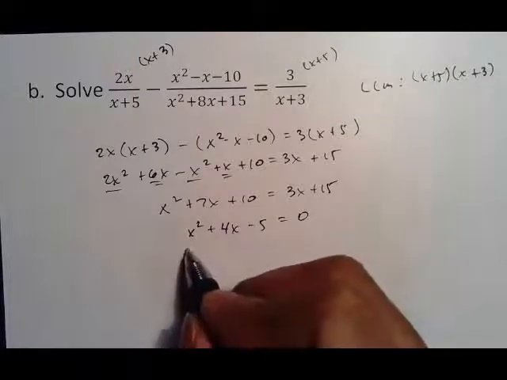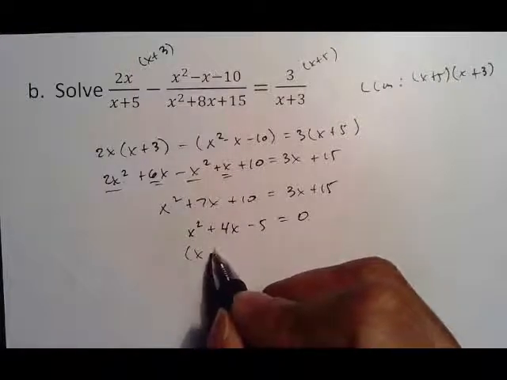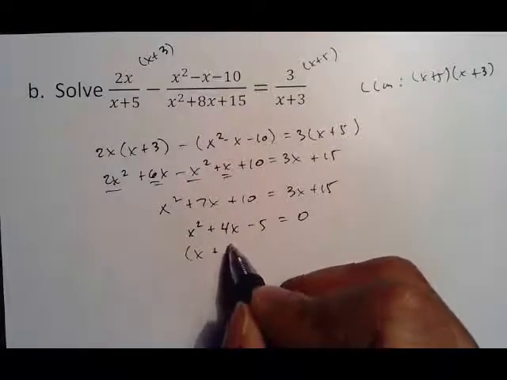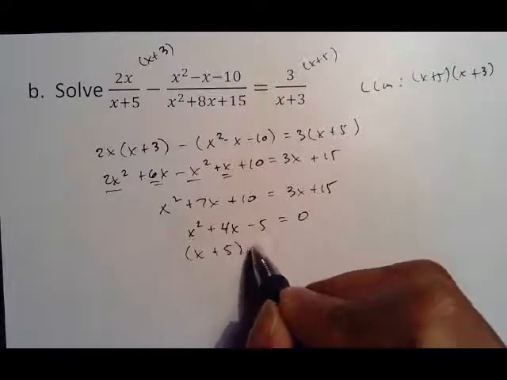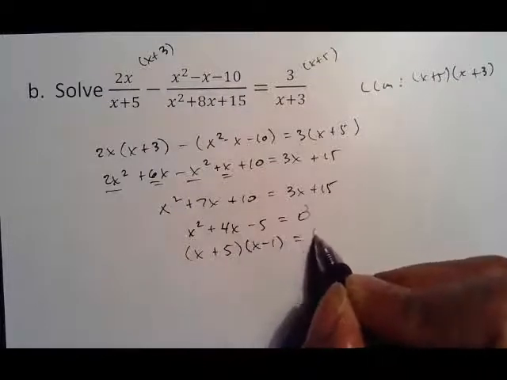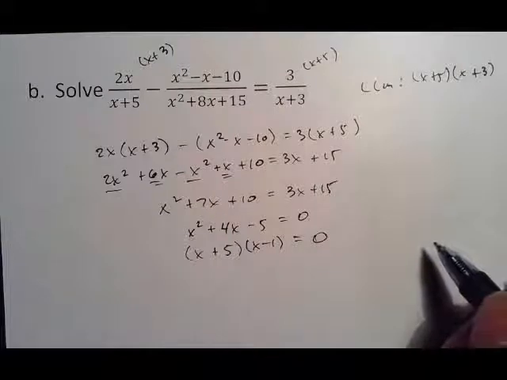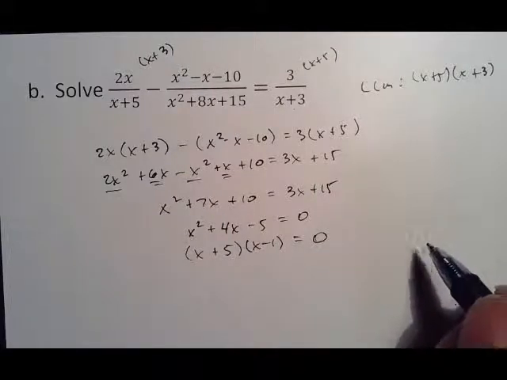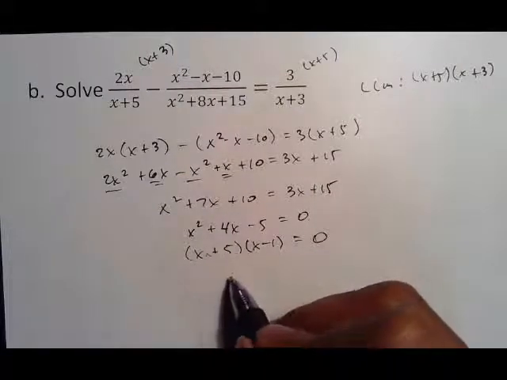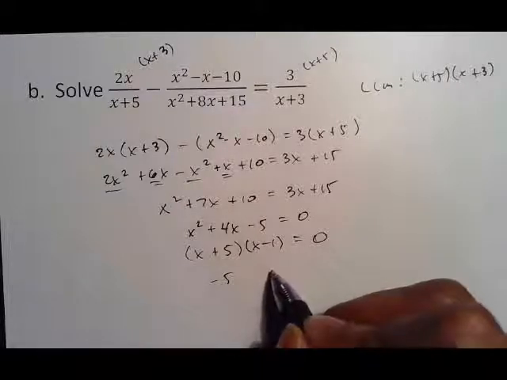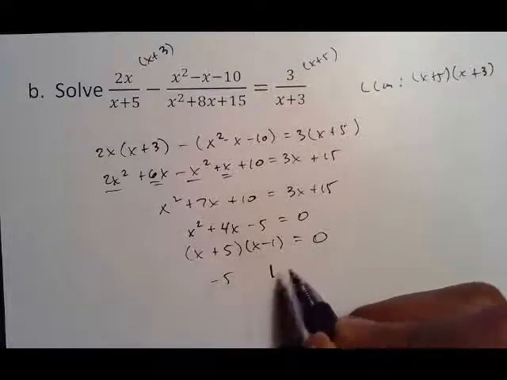Because we know how to factor, you now factor this: x plus 5, multiply to be 5, subtract to be 4, yep, x plus 5, x minus 1. And so the answers that it tells me are -5 and +1.